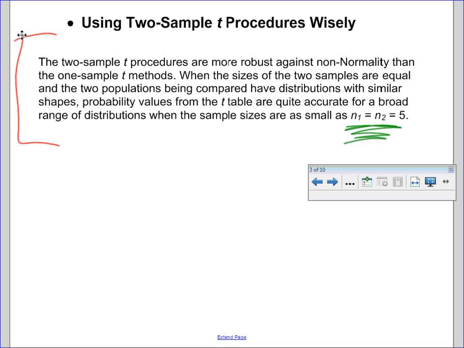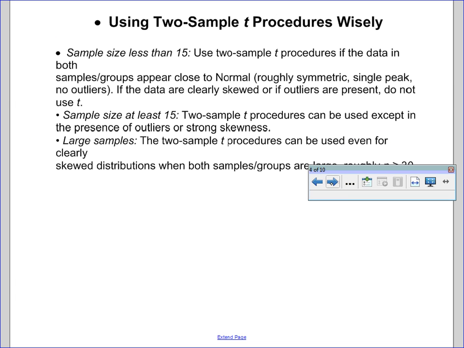And so what we need to do to establish normality is, this should look very familiar, if the sample size is less than 15, check that both groups appear normal. Basically, as long as they are roughly symmetric and have no outliers, then we're good. If sample sizes are at least 15, then as long as there are no outliers, that's all we're worried about: outliers or very, very strong skewness.